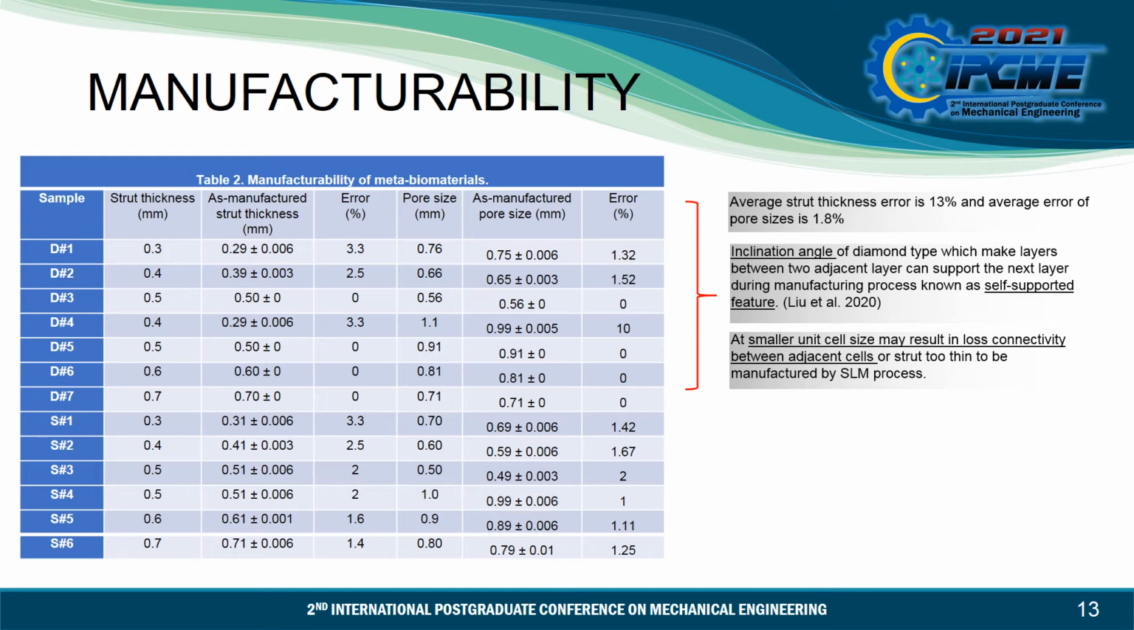pore size is 1.8%. This is a good result because of the inclination angle of the diamond, which makes layers between two adjacent layers able to support the next layer during the manufacturing process, known as the self-support feature. However, at smaller unit cell sizes, there may be lost connectivity between adjacent cells, or the strut is too thin to be manufactured by the SLM process.